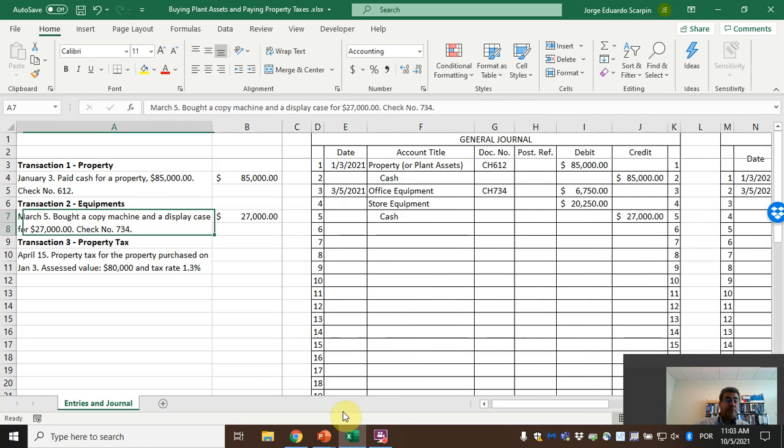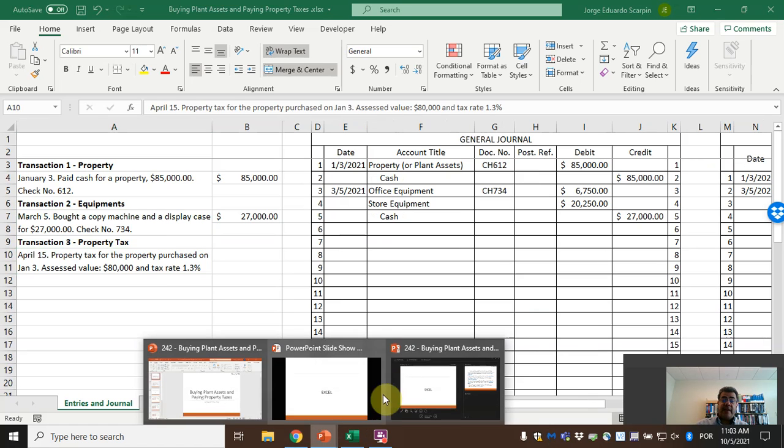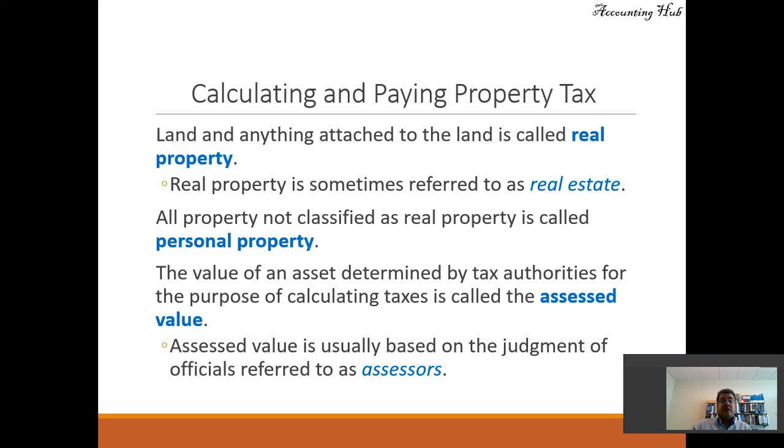And for this property, we need to pay tax. We need to pay property tax. Land and anything attached to the land is called real property. Real property is sometimes referred to as real estate. All property not classified as real property is called personal property.